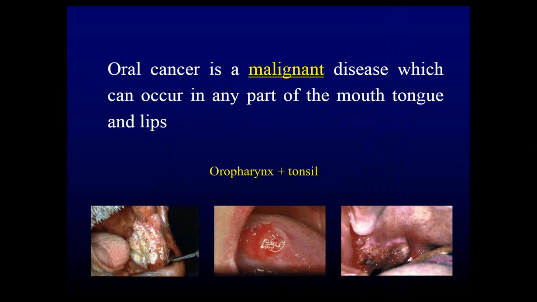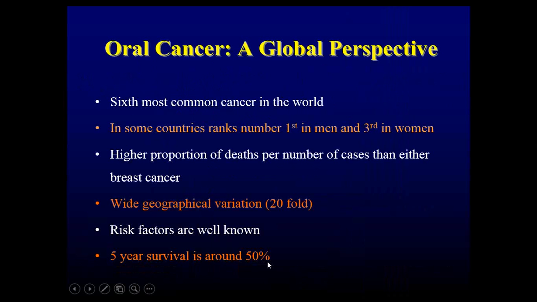But we need to be very careful in defining oral cancer from other cancers which occur in the posterior part of the oral cavity but do not come under the definition of oral cancer. For example, if a cancer occurs in the oropharynx or the tonsillar area, that would not be termed oral cancer, but rather oropharyngeal cancer or tonsillar cancer. So one needs to be very specific and clear in mind what oral cancer means.